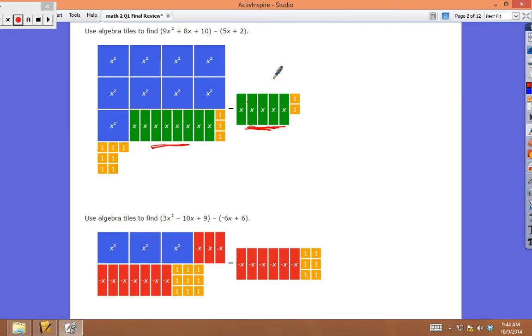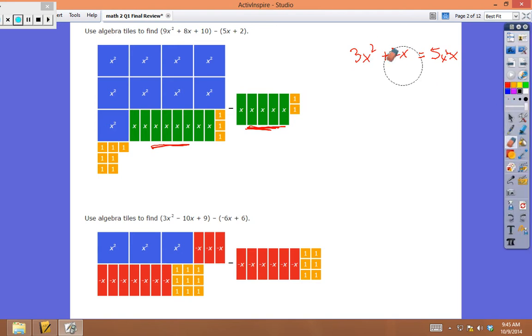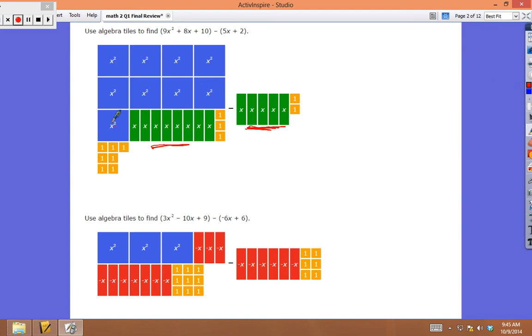You cannot combine them. You cannot say that 3x squared plus 2x's is 5, I don't even know what you'd call it, 5x squared x's, because they are different shape and size, so you cannot combine them. So this first one is a minus, so you count up all your squares and you have 9x squareds, and there's none to take away, so you're just going to have a total of 9x squares.